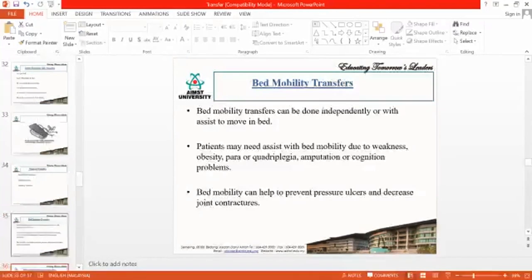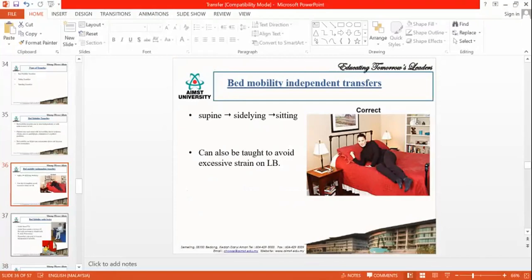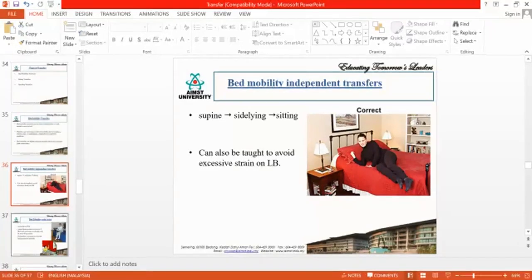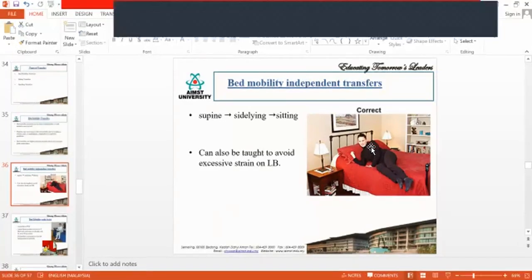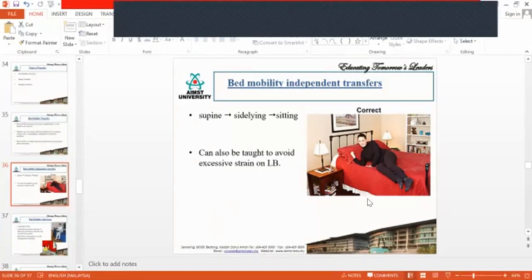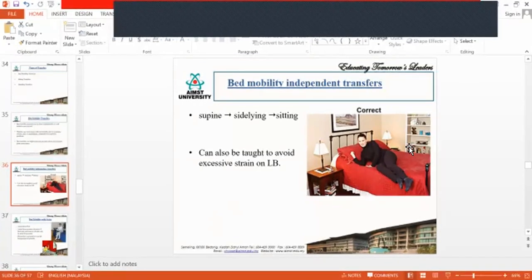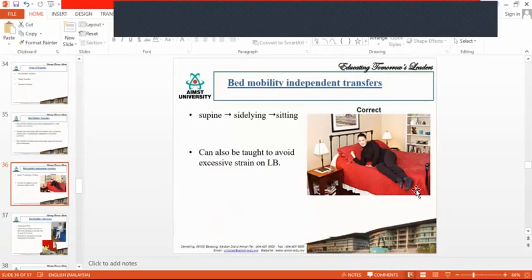Some patients will be able to turn themselves, or with mild support you just have to teach them how to turn. Or they will be using some equipment and will be able to turn by themselves. So for these patients, you have to teach them how to come from supine lying to side lying and how to sit up. These people will not be able to sit up by themselves, so you have to teach them how to come to side lying and how to sit up.